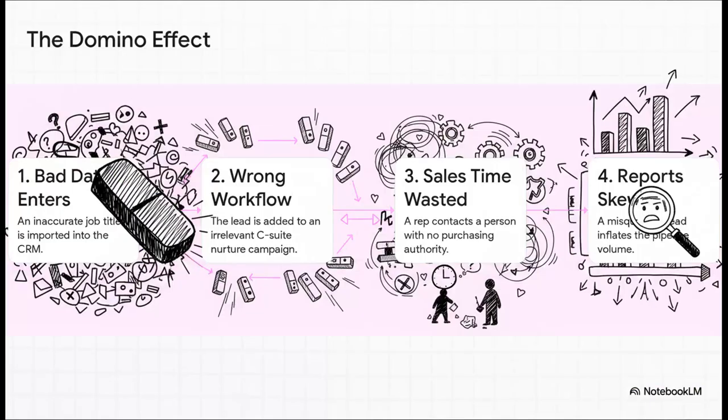Okay, so here's that domino effect right in front of us. It starts with something so simple, right? An inaccurate job title gets imported. But then, look what happens. That one mistake triggers the wrong marketing campaign. A sales rep wastes valuable time talking to someone who can't actually buy anything. And to top it all off, that one misqualified lead makes your whole pipeline report look bigger than it is. One tiny error just caused 4 major problems.